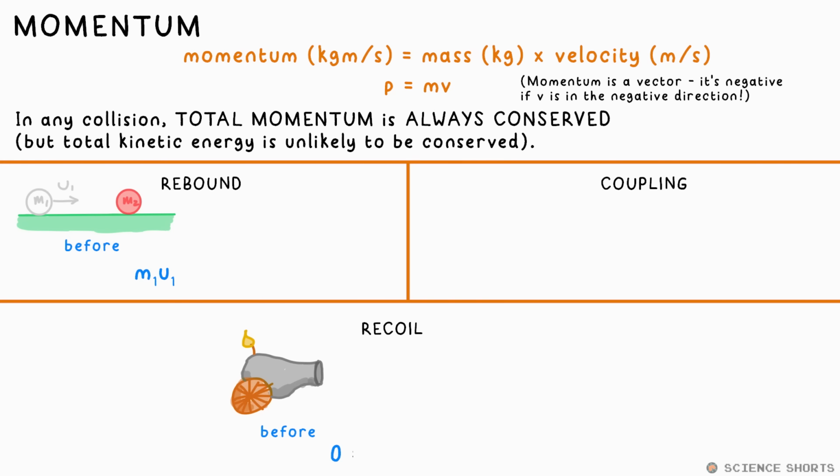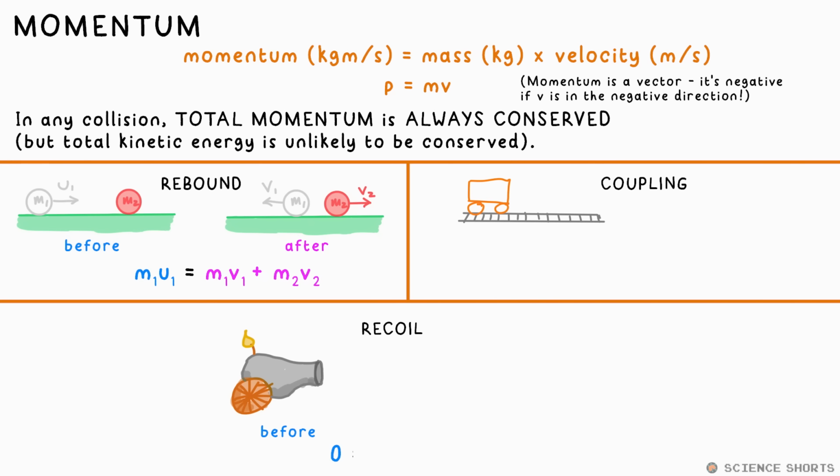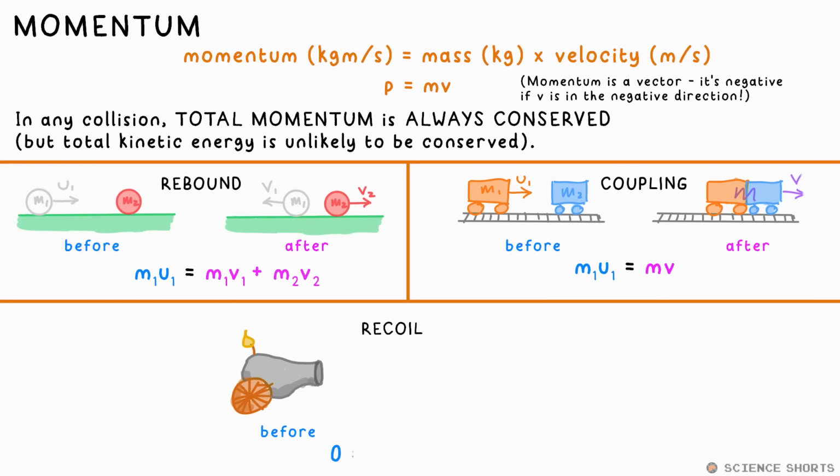Say a cannon about to fire. Then all we have to say is that this is equal to the total momentum afterwards, m1 v1 for one object, plus m2 v2, if the second object is moving afterwards too. If they're coupled together afterwards, we just say m times v, where m is the total mass of the two.